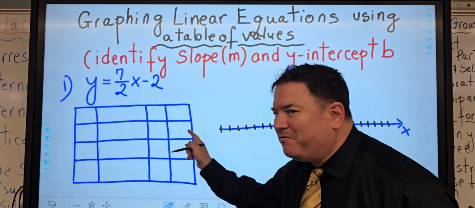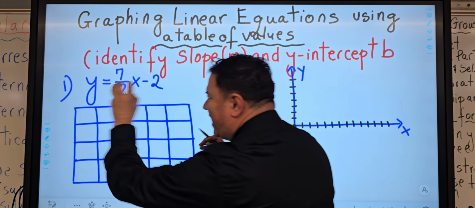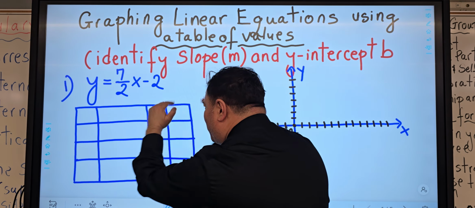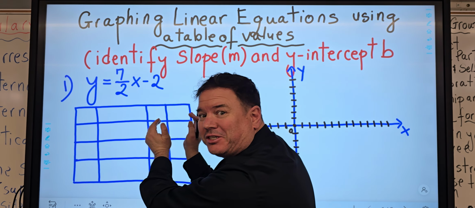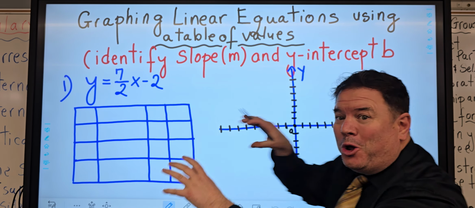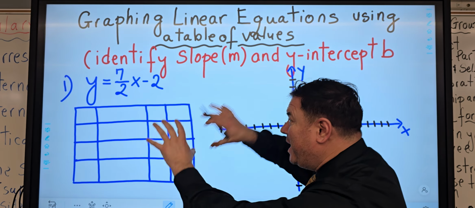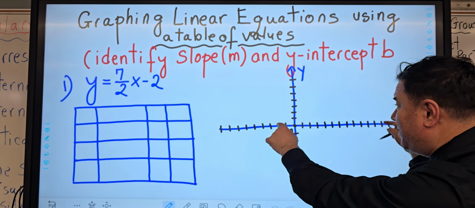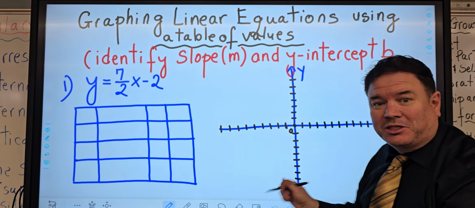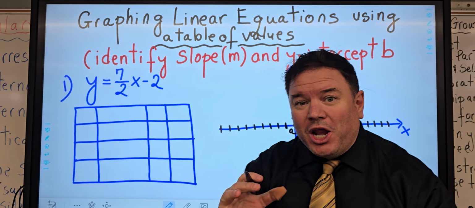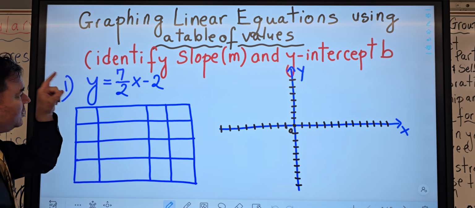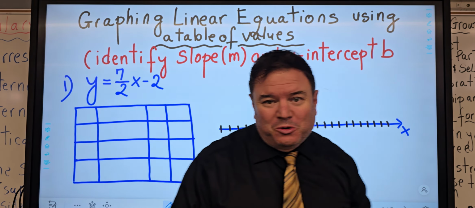Today we are going to continue graphing linear equations using a table of values. This is a table of values where we put our x values, our y values, our equation, and the x and y coordinates, the ordered pairs, don't forget that. And then we are going to graph those ordered pairs on the coordinate plane right here. Let's do that. So here we have an equation, y equals 7 over 2x minus 2.